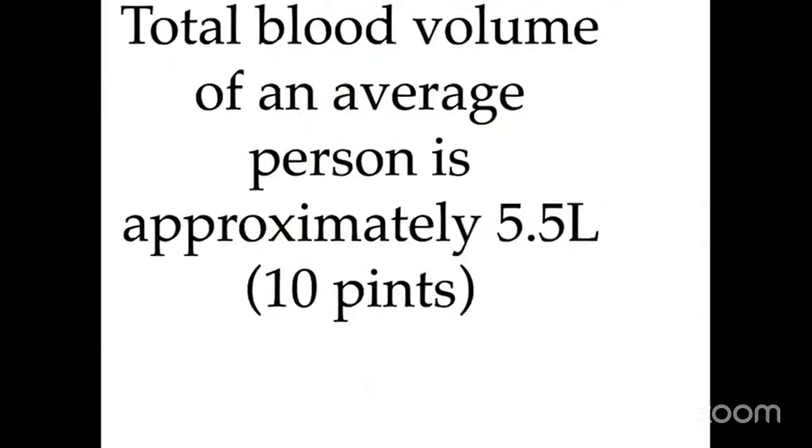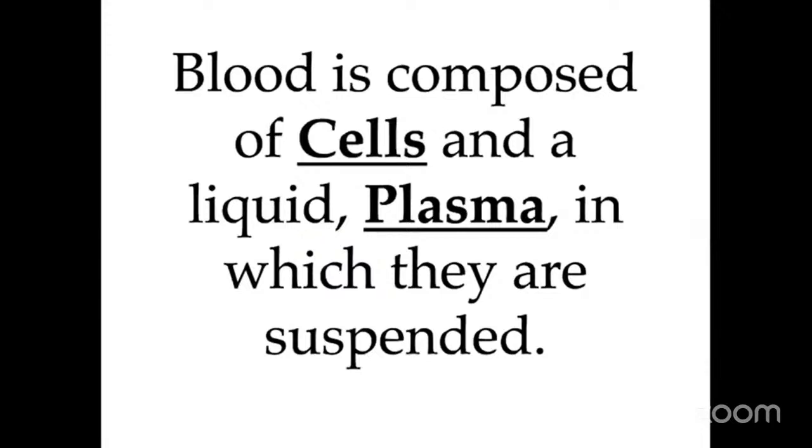First of all, the average human adult has approximately 10 pints of blood. So that would be about 5.5 liters. If you can think of a 1 liter bottle or even a 2 liter bottle, kind of figure out what 5.5 liters would be. That's how much total blood the average adult has. Blood is actually made of 2 different parts. There are the cells, and then there's the liquid, which we call plasma. So we're going to talk about the 2 different parts.